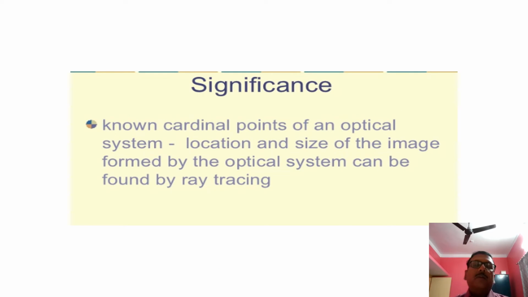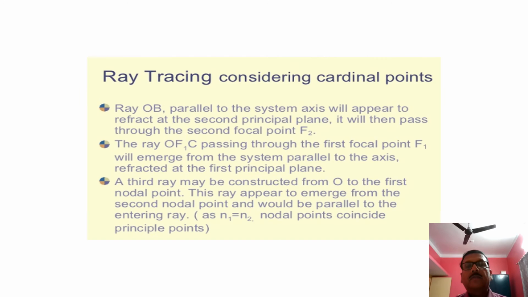The significance of the cardinal points is that we can locate the position and size of the image formed by the optical system by ray tracing. Ray tracing considering cardinal points. The ray OB parallel to the system axis will appear to refract at the second principal plane. It will then pass through the second focal point F2.